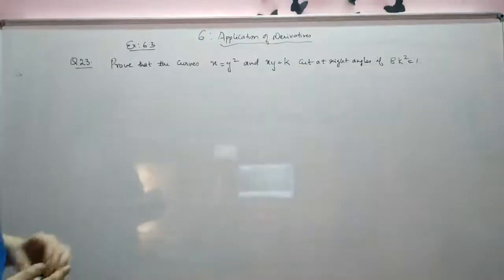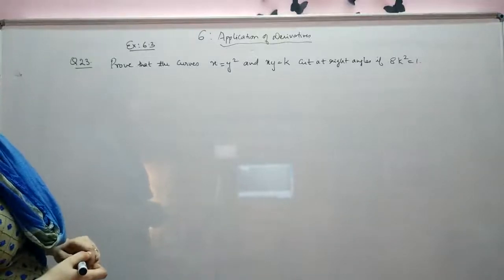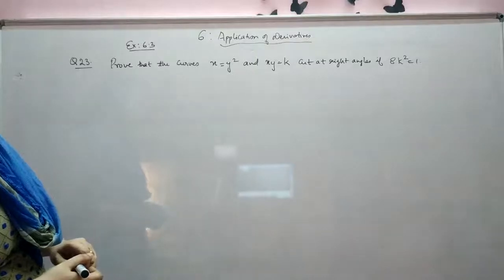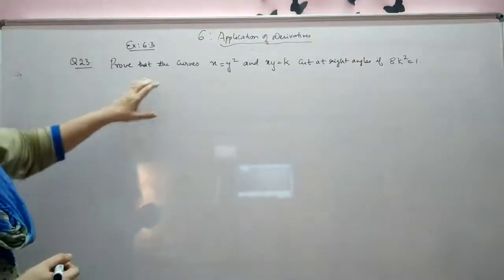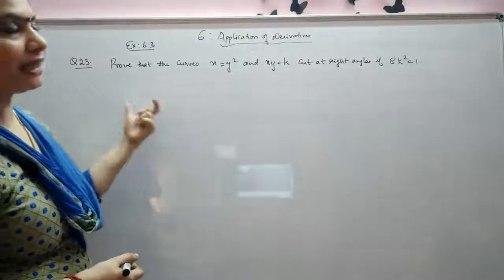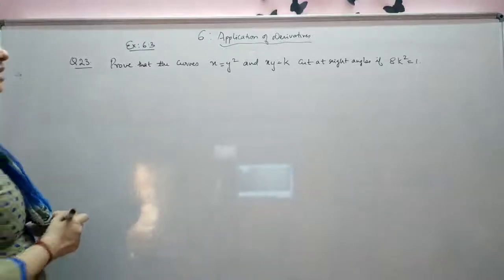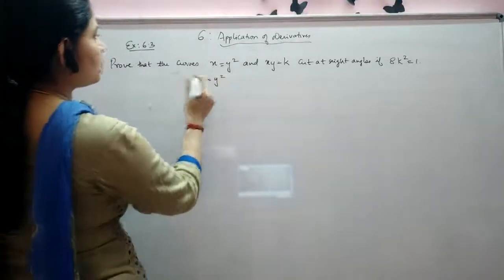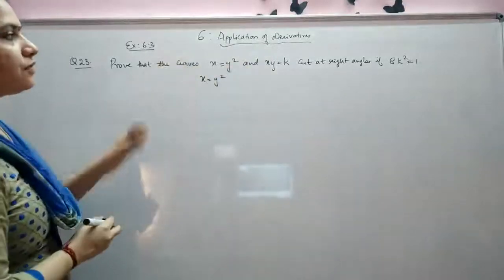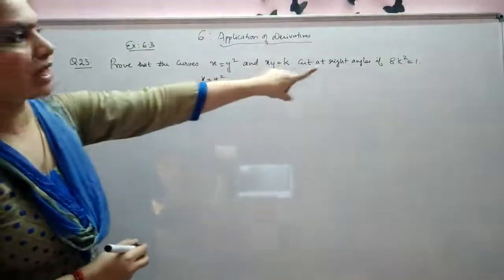Okay. So the question is, prove that the curves x equal to y square and xy equal to k cut at right angles if 8k square is equal to 1. So what you need to do is, first we will solve these two equations. That means we will get the point at which the derivative has to be seen. So first process is to solve these two. What they are saying, the two curves cut at right angles if this condition is there. So first we will take that these two are at right angles and we will prove that that condition is coming there.